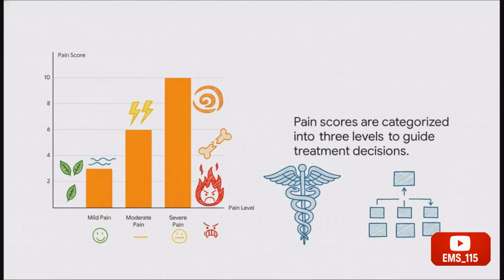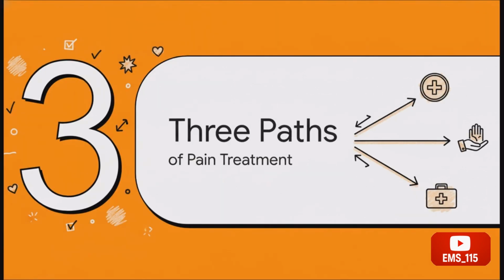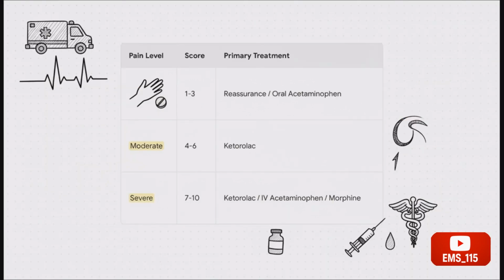And see, that score you get isn't just some random number. It puts the patient's pain into one of 3 distinct buckets. If they say 1 to 3, that's mild pain. A 4 to 6, that's moderate. And anything from 7 all the way up to 10 is considered severe pain. And each of these buckets has its own playbook. So, depending on which bucket that pain score falls into, you're now going to head down one of 3 very different pathways for treatment. This is really the heart of the protocol, where all that assessing we just did turns into real action.